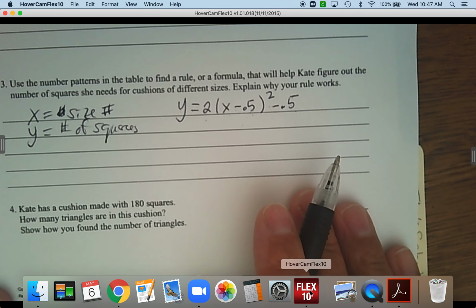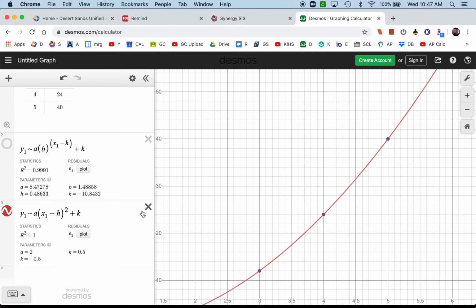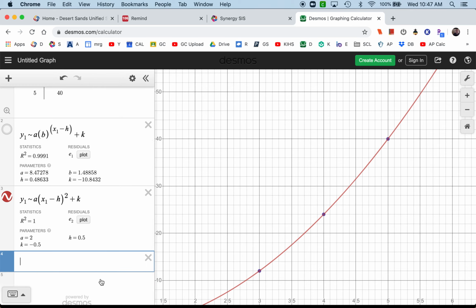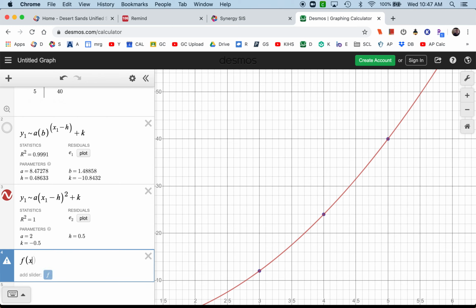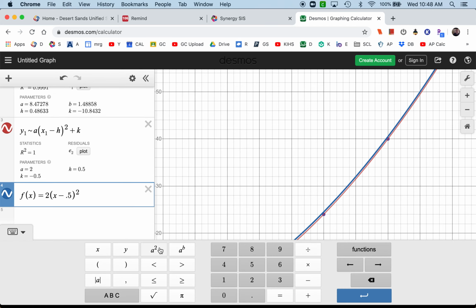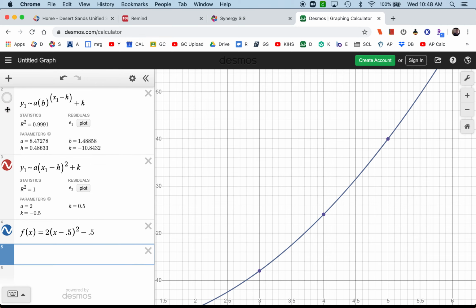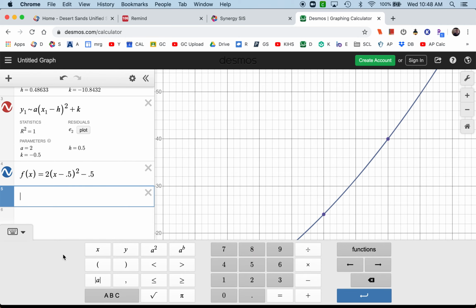So to just double check to make sure this equation is a good equation, what I'm looking for, I'm going to go back to Desmos. I'm going to type it in as a function. So I'm going to go f at x equals, and I'm going to type in what I just came up with, which is 2 times x subtract 0.5 squared subtract 0.5. And I want to know if that works. So first of all, you can see it totally goes through the points, but this is what I'm looking for.